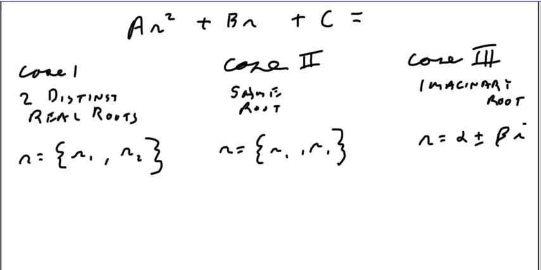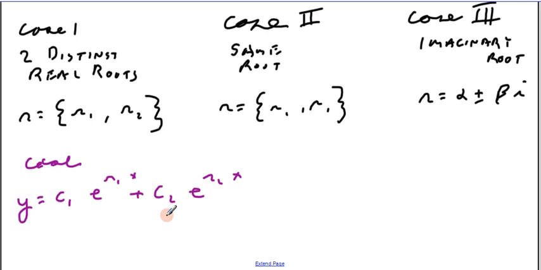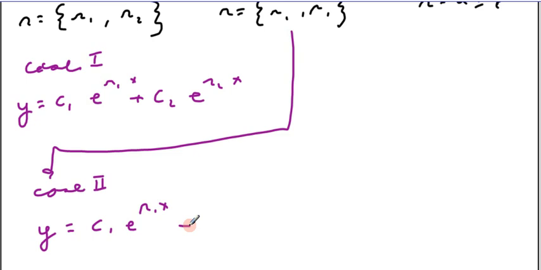So in case one, if we have two distinct roots, then our differential equation solution is going to look in the form of C1 e to the R1x plus C2 e to the R2x. And C1 and C2, we're going to have initial conditions in order to figure them out, because otherwise we wouldn't know what they are. And then in case two, we have the same root. So in that case, our solution would be in the form C1 e to the R1x, plus C2x e to the R1x.